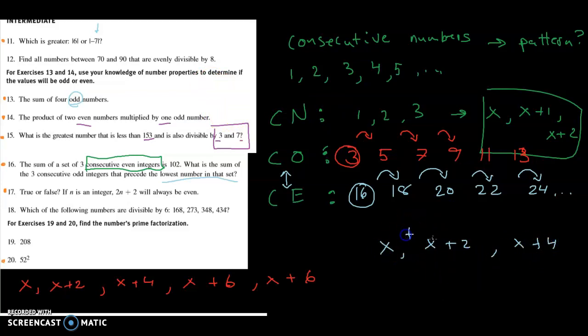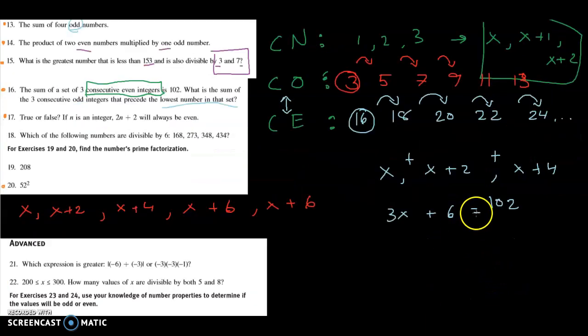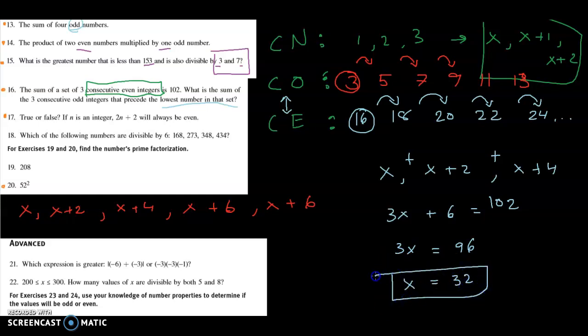If the sum of these is 102, let's add them up: x plus x plus 2 plus x plus 4 gets us to 3x plus 6 equal to 102. I strongly encourage you to pause the video if this was confusing. Then we can just solve from there. We can subtract 6 on both sides, which gets us 3x equal to 96. Divide both sides by 3, and x is equal to 32.